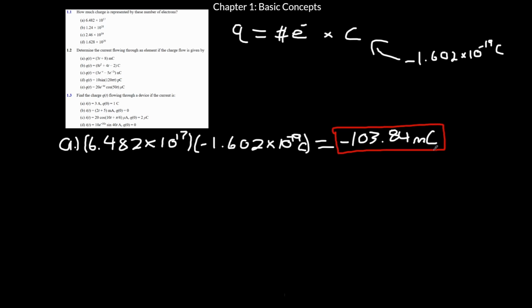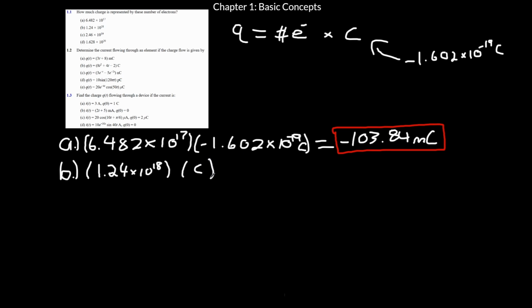And the reason why I did microcoulombs here is that I think it just looks better. That's really the only reason why you need to convert it into microcoulombs, or if the problem told you. So let's go into B. It's going to be the exact same process, and in fact, it's going to be the exact same process for all of these. So what we could do here is just write out how many electrons are actually going to be counted, and then we're going to just multiply it by C.